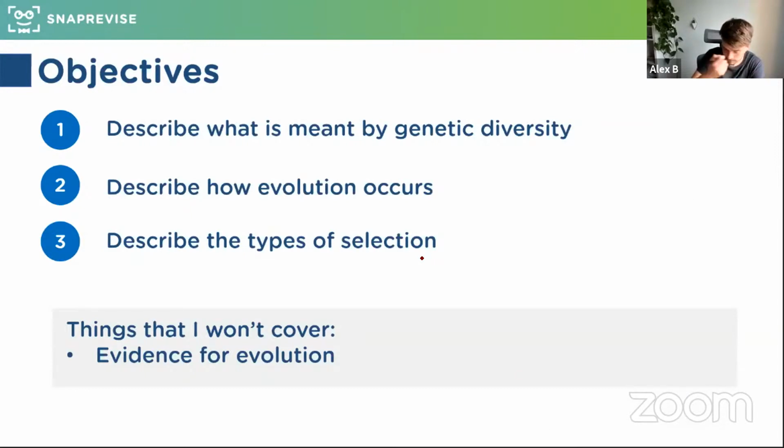Okay, so these are the objectives from this class. We're going to look at what is meant by genetic diversity. We're going to describe how evolution occurs, and we're going to look at the different types of selection. And that's what you guys were just talking about. What we won't go into today, but what is in the spec is the evidence for evolution. So this is things like fossil record, etc. But we're not gonna cover that. We can't do everything in an hour.